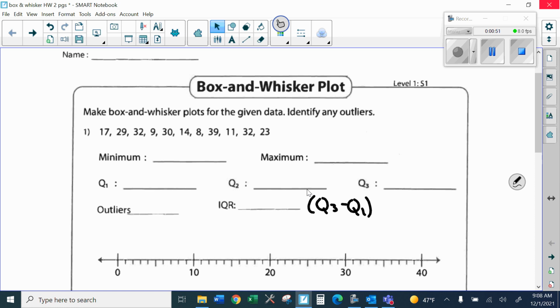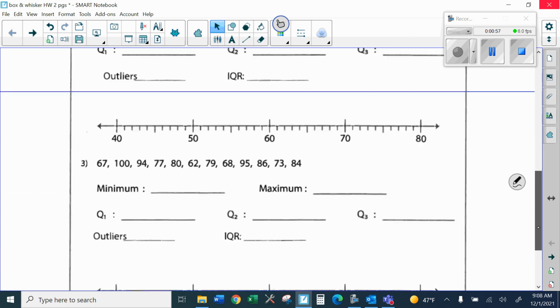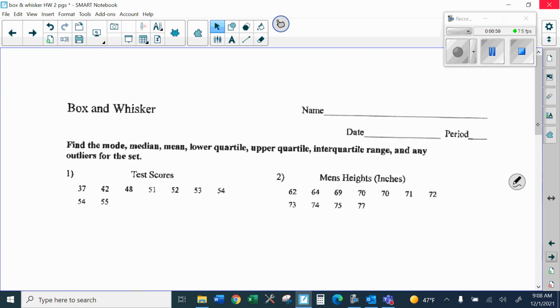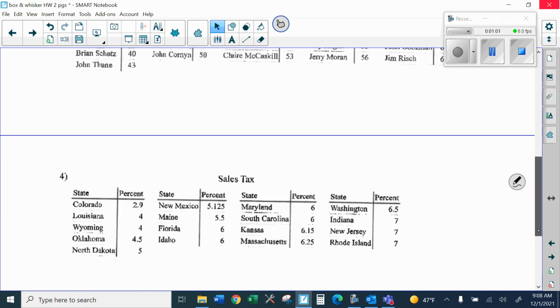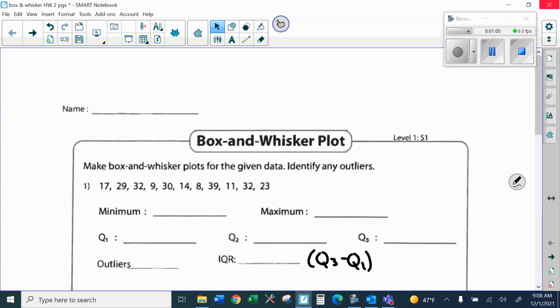All right, so I'm just going to do one problem from this page. There's only 3, so I'll do one from here and one from one of these down here probably. It's the same steps. The first thing you want to do is order them from smallest to greatest.